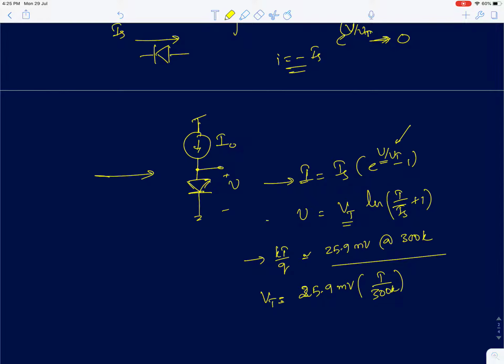From this we can compute the voltage across the diode as Vt ln(I/Is + 1). Now Vt here is called the thermal voltage. It is approximately 25.9 millivolts at 300 Kelvin. For any other temperature, you can simply find out using this relation, because Vt is just directly proportional to temperature. So for any other temperature, you can just use this equation to find Vt.